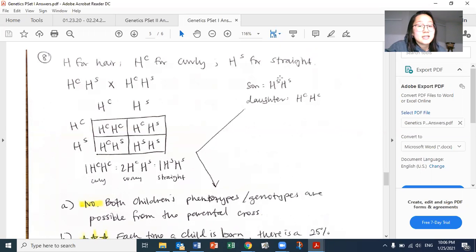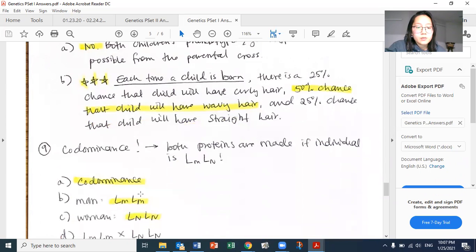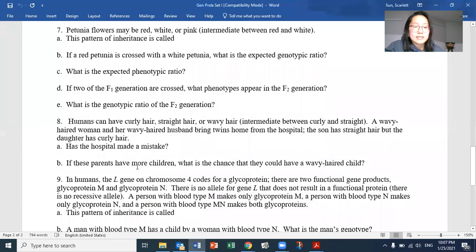So we were talking about the son and the daughter, and the son had straight hair, and the daughter had curly hair, and that means that the son has HSHS, and the daughter has HCHC. And if you look at the results of the cross, the answer to the question is no, the hospital did not make a mistake, right? Both children's phenotypes and their genotypes are possible from the parental cross, right? Because each time they have a kid, these are the percentage chances that they could be any of these physical traits. Okay, so that's what part B is kind of asking about.